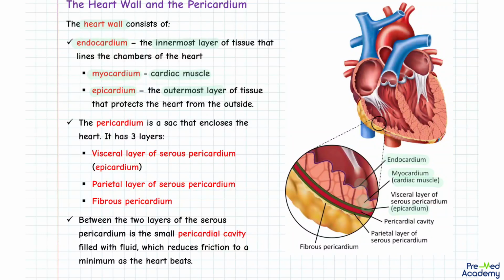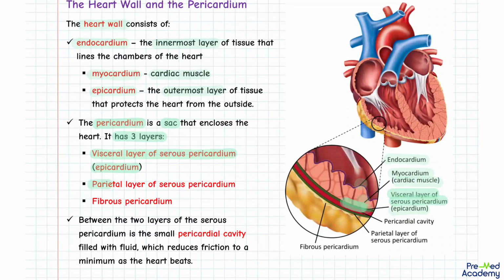Covering or enclosing the heart, we see the pericardium, which is like a sac. The pericardium also has 3 layers. The visceral layer of serous pericardium is the innermost layer, and it is actually the epicardium of the heart. Kind of strange, but the outermost layer of the heart wall is also the innermost layer of the pericardium. Therefore it has 2 names. You can see this layer in the diagram here.